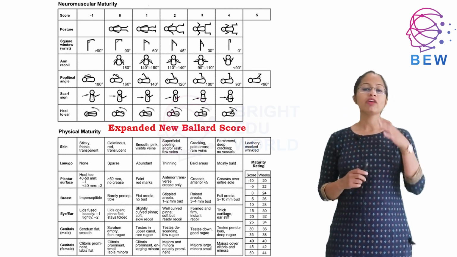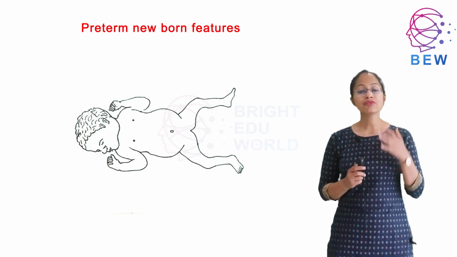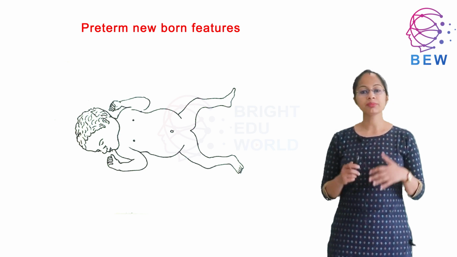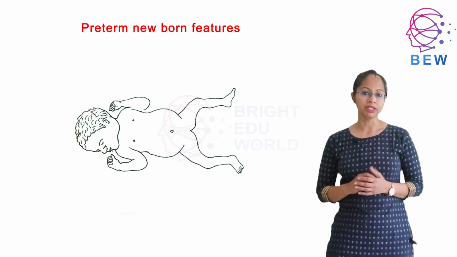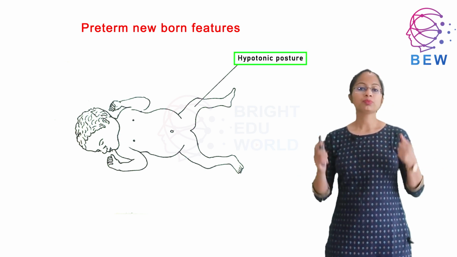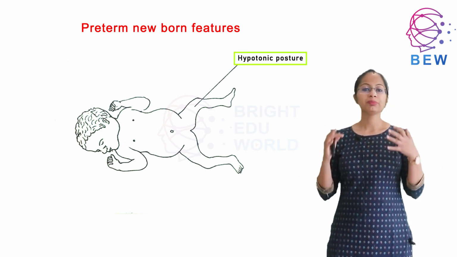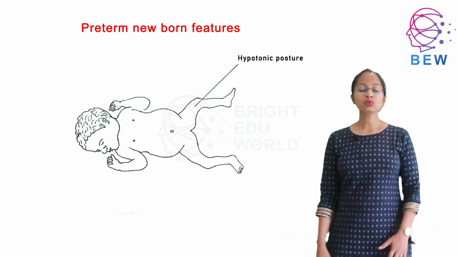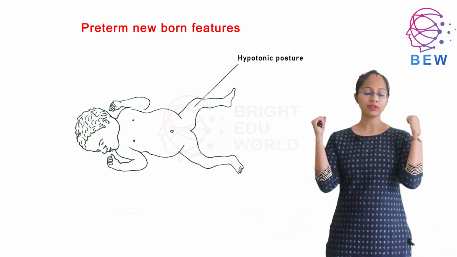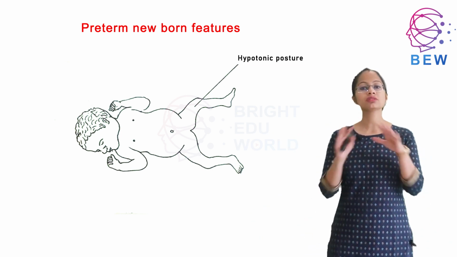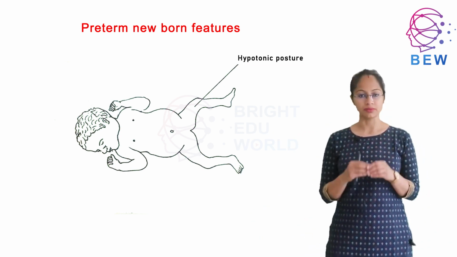Now students, I'll explain some physical maturity features through which you can assess whether the baby is a term baby or a preterm baby. Number first is the posture. The preterm baby has a posture of hypotonia, as you know that the term baby has a posture of flexion. This attitude of flexion in upper limbs and lower limbs is not present in preterms.